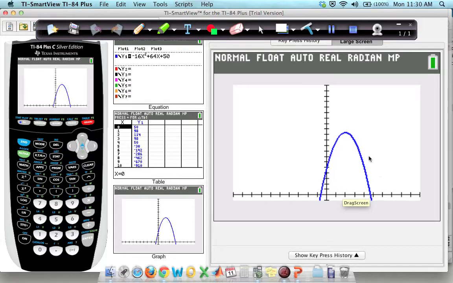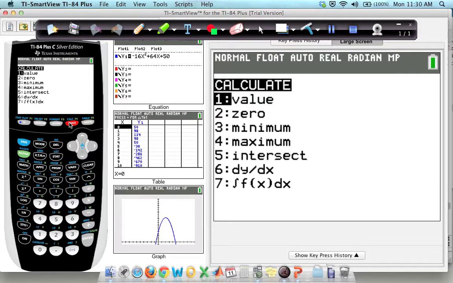I want to know what this vertex is. This is the highest point of this graph. So we're going to hit second calc. And instead of minimum, I'm going to hit 4 for maximum. Hit enter.